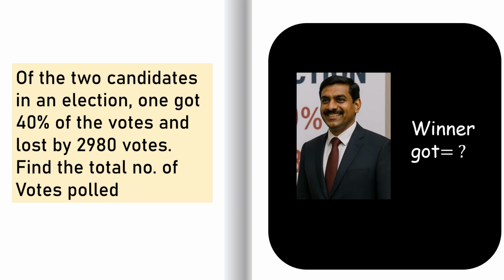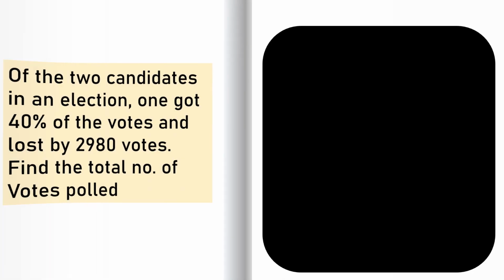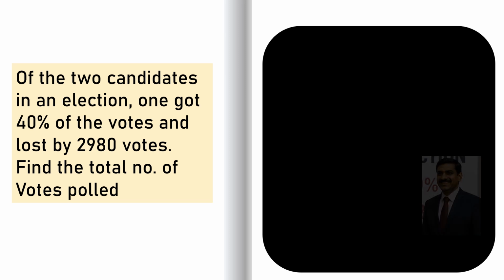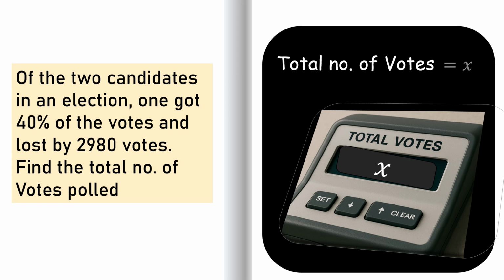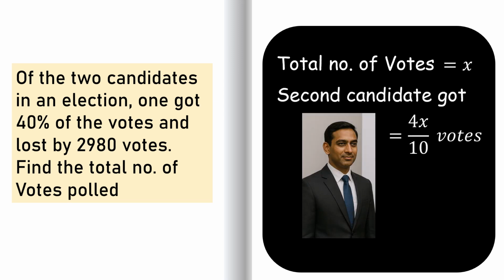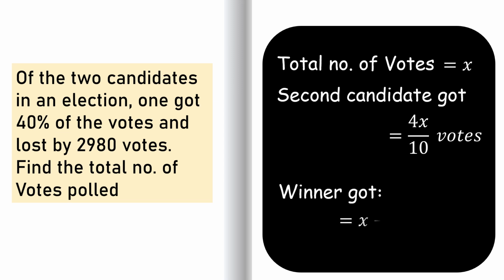Now let's talk about how many votes the winning candidate got. We know that the runner-up got 40% of the total votes. So the winner must have got the rest of the votes. So, let's calculate the number of votes the winner got. Total number of votes is x. The second candidate got 4x over 10 votes. Therefore, the winner must have got x minus 4x over 10 votes.